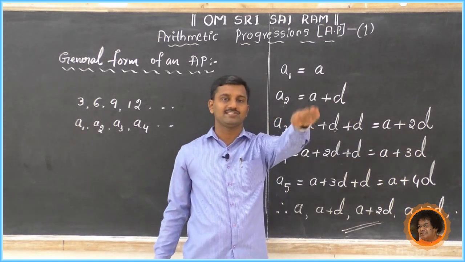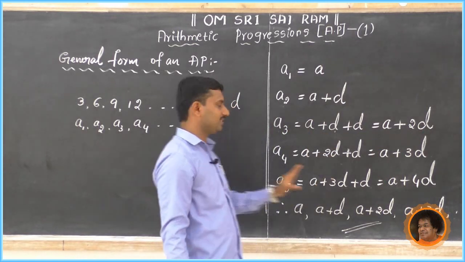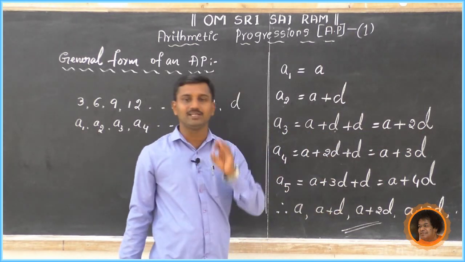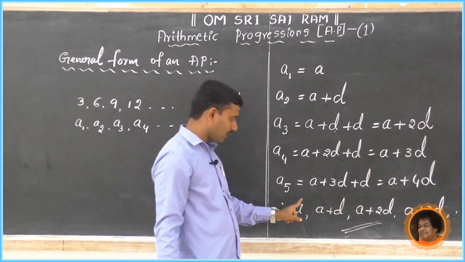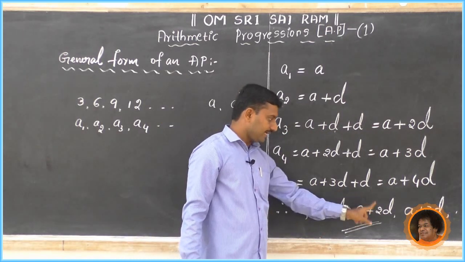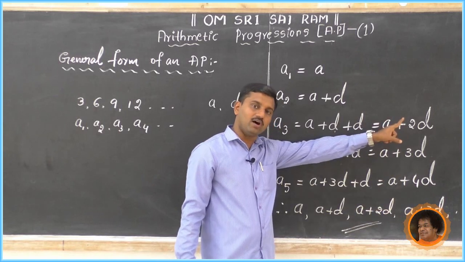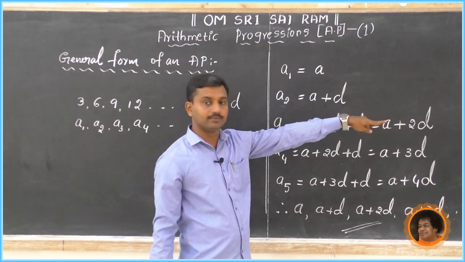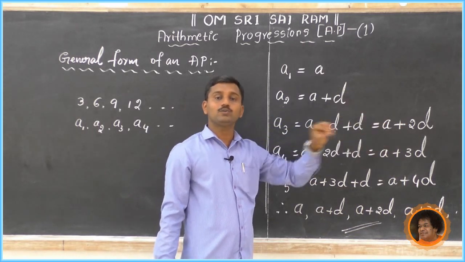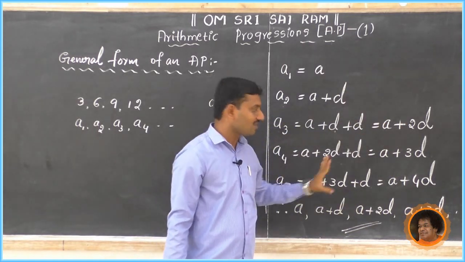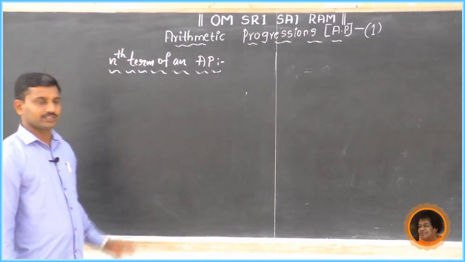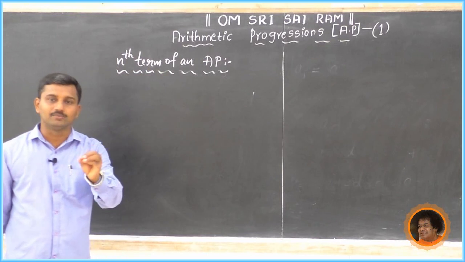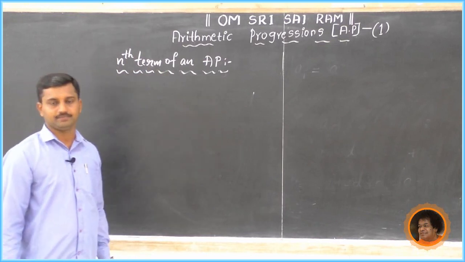How to obtain the succeeding term? By adding a fixed number to the preceding term. So the fixed number is known as the common difference. So the general form: A, A plus D, A plus 2D, A plus 3D, and so on. Next, our aim is to find the nth term or the last term. How to find the nth term or the last term of the AP? So the next concept is the nth term of an AP, the nth term or the general term of an AP.